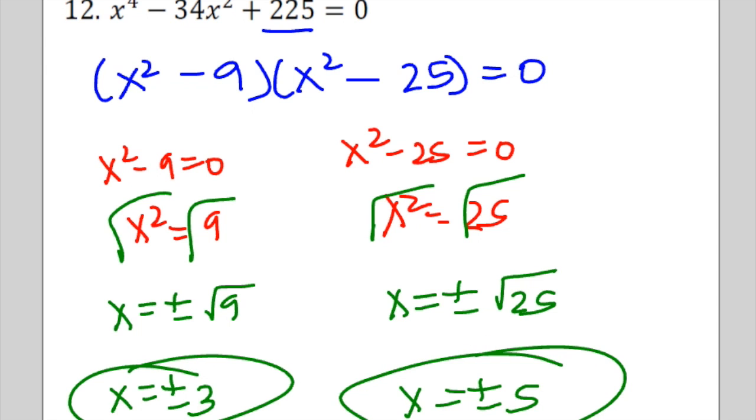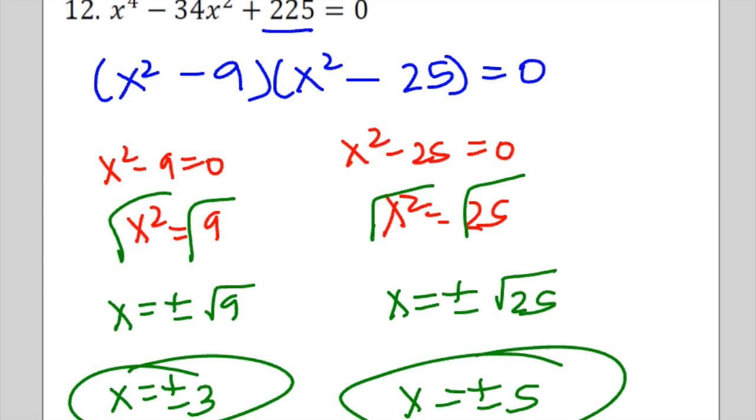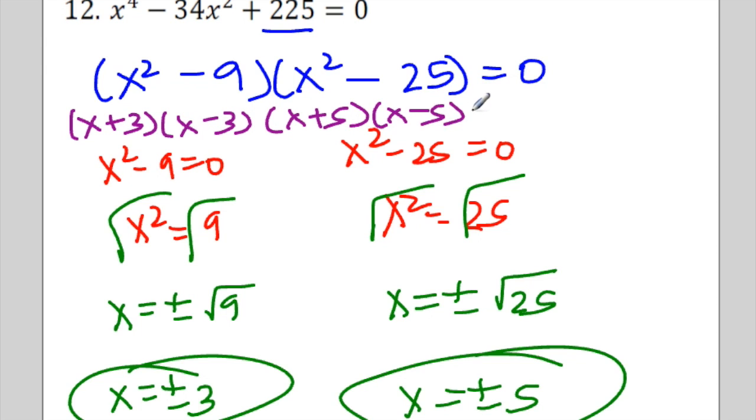So you could have done the same thing on number 11, or you could do the difference of perfect squares on number 12. Either way, if you wanted to do it, this one would factor down into x plus 3, x minus 3, x plus 5, x minus 5, because they're both difference of perfect squares. Then you'd set them all equal to 0 and get your answers. So for 11 or 12, there's kind of two ways to approach that one. You can pick which way you prefer.